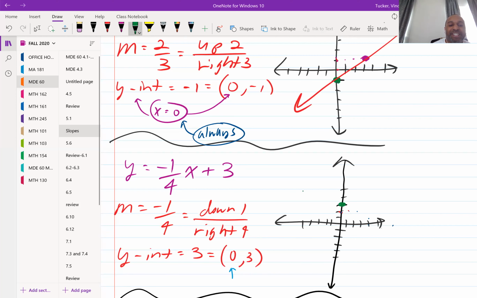So we have -1 and 4. We're going down 1, right 4. And then we're going to graph this 0, 3. So I graph 0, 3 right here, the green dot. And then from that green dot, I'm going to go down 1 and then right 4, just right here. And that'll be the line. All right, questions on that? Let me see, I think that's it for 10-2.